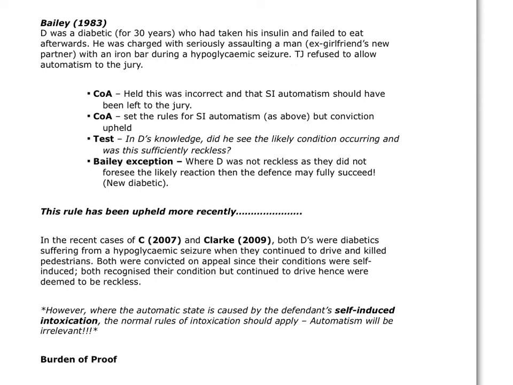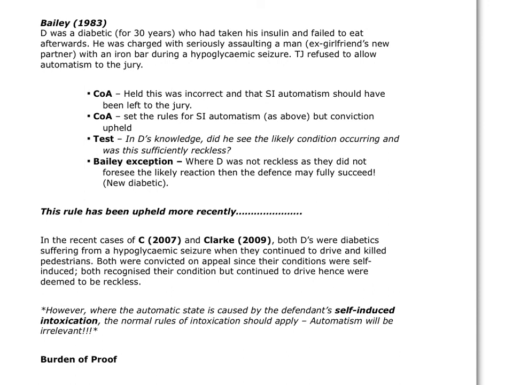The Court of Appeal held that that was incorrect and that SIA should have been left to the jury for them to consider and then decide whether or not it should succeed or fail. The Court of Appeal did something really positive and set the rules above, the rules for SIA. But the conviction in any event was held to be safe and therefore was upheld. So D was charged with section 18 and 20, whichever.